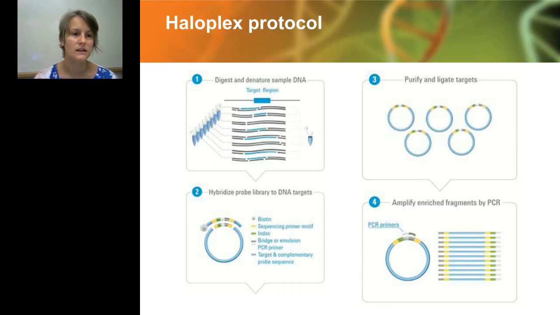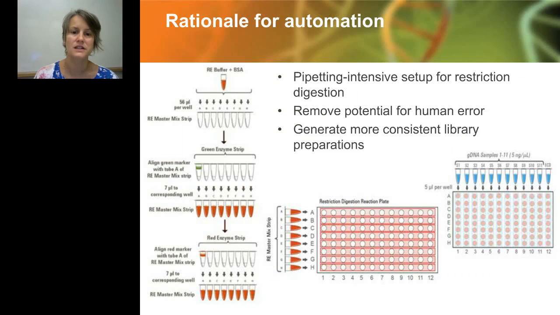So the way that the protocol works is the first step is to digest and denature the DNA, and then there is a circularization and hybridization reaction that allows us to hybridize the regions of interest that we want in our capture. And then following that, there's PCR amplification to generate the library for the sequencing. And so this reaction is very labor intensive.